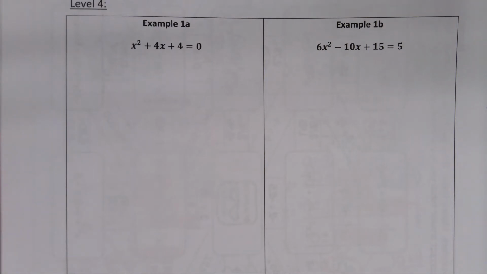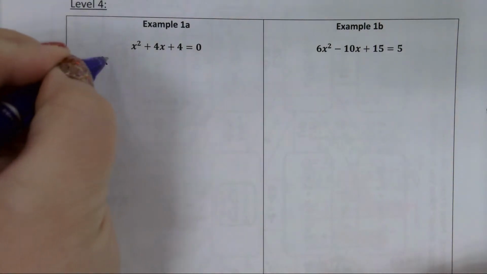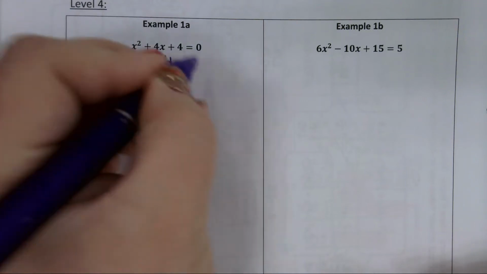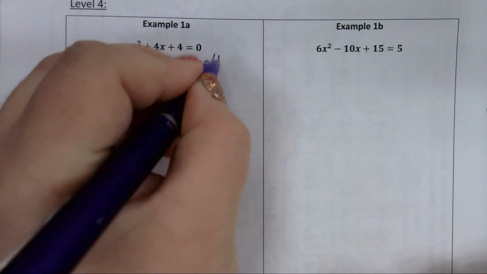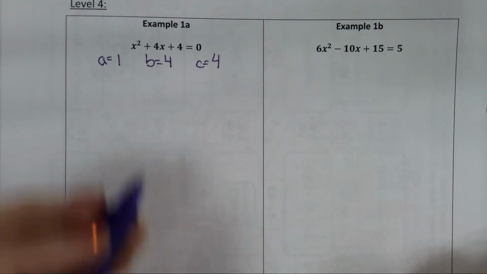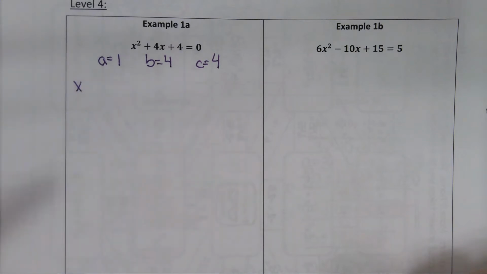Now that we've gotten comfortable with solving our quadratics with the quadratic formula, let's take a look at some special cases that we might see. So when solving with the quadratic formula, we always start by labeling A, B, and C, whenever it's already set equal to 0, like this one. And then we plug into our formula.